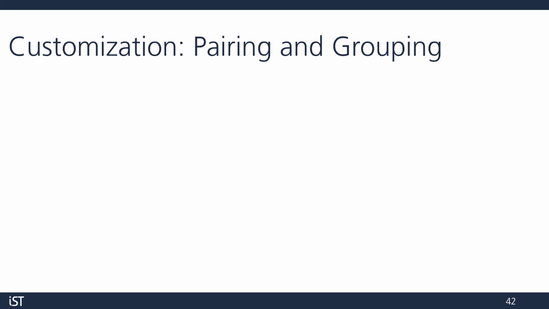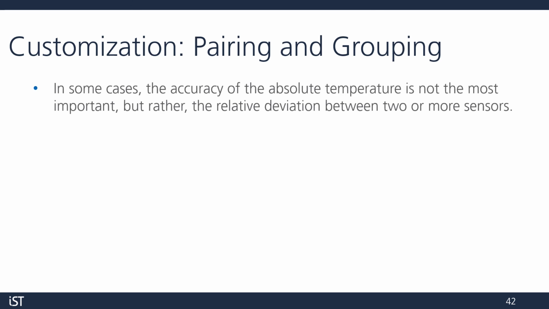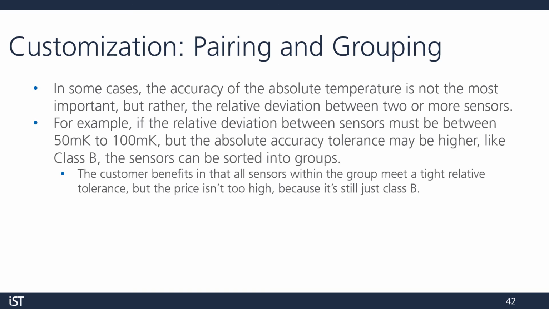The last customization techniques we'll discuss are pairing and grouping. In some cases, the accuracy of the absolute temperature is not the most important, but rather the relative deviation between two or more sensors. For these cases, IST specially selects RTDs and pairs or groups them together. For example, if the relative deviation between sensors must be between 50 and 100 millikelvin, but the absolute accuracy tolerance may be higher, like Class B for example, IST can sort the sensors at the final measurement and divide them into different groups according to the customer's request.